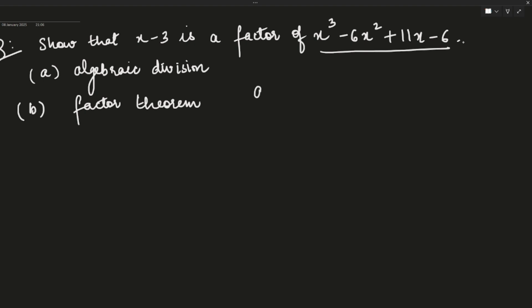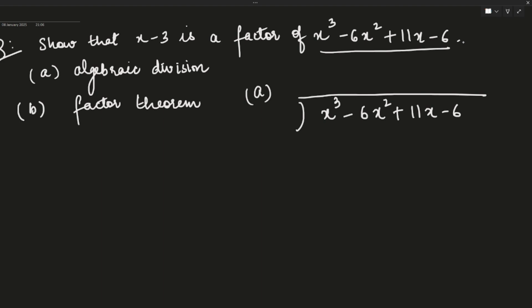So first we'll perform the algebraic division, and we'll check if this expression is divided exactly by x minus 3. How do we perform divisions of such type, as you remembered from the previous lecture? We'll take the first term of the divisor, x, and the first term of the dividend, x cube. What should be multiplied in x to get x cube? x square. We'll write here x square.